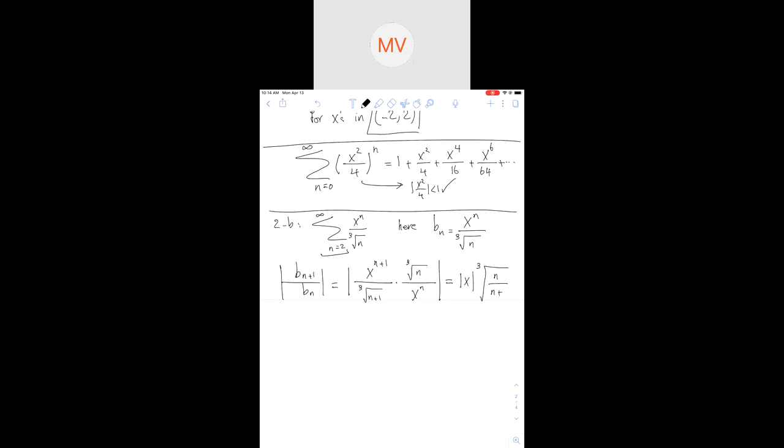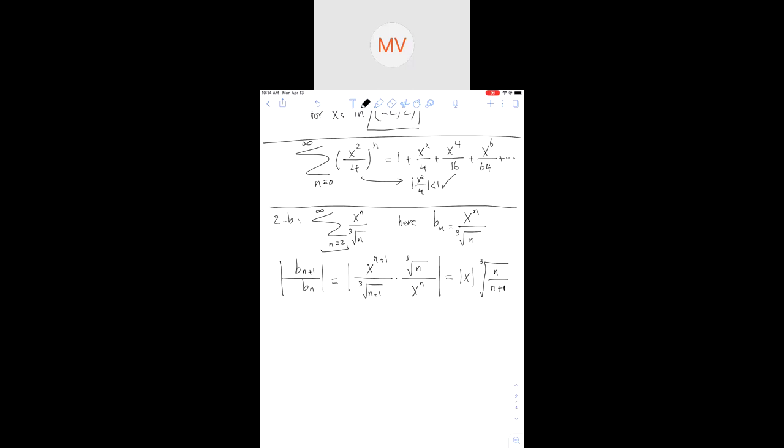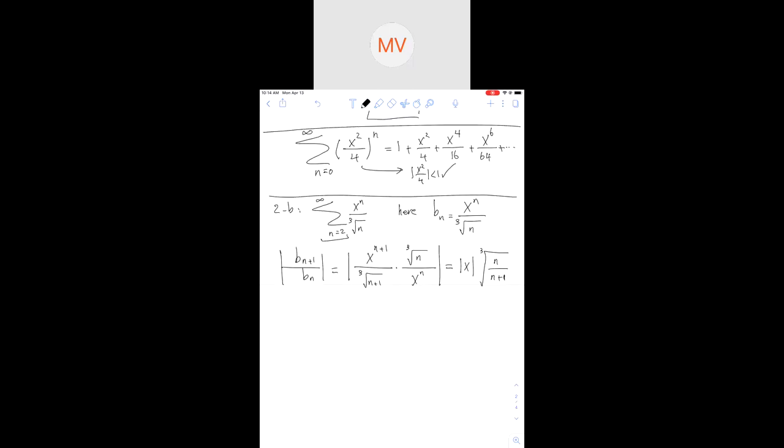I want to emphasize that this 3 is the third root. It's right there, n plus 1. Any question on this piece of algebra?